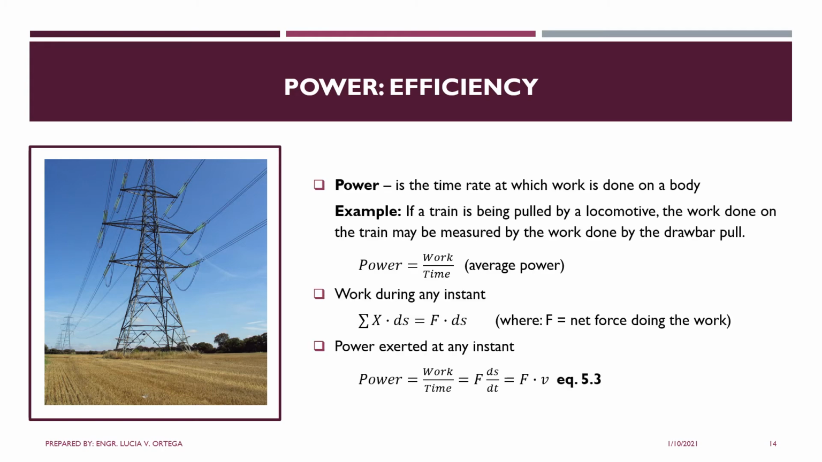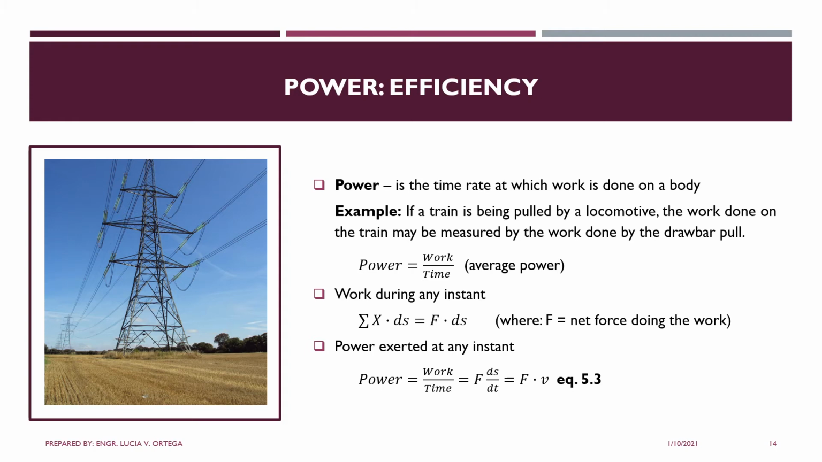Power is the time rate at which work is done. So that is work divided by time. An example is, if a train is being pulled by a locomotive, the work done on the train may be measured by the work done by the drawbar pull. So power is work over time.